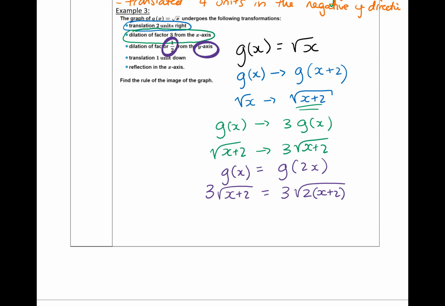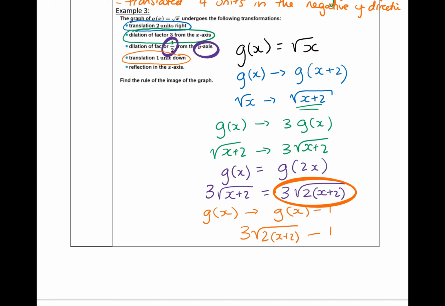If we're translating 1 unit down, so 1 unit down is nice and easy, because g of x would become g of x minus 1. So this whole thing just becomes 3 root 2 x plus 2 minus 1.